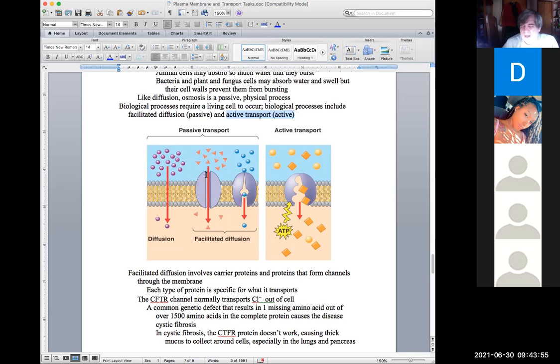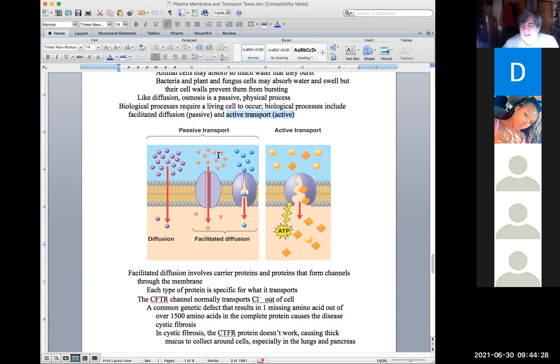In facilitated diffusion, we have a protein. That's what these big purple blobs are. And the protein might work like a channel, or it might attach to a molecule and then kind of squeeze the molecule through to the other side, kind of like squeezing a tube of toothpaste. Notice that the proteins, as we've been talking about, are specific. They work according to their shape. So they will be able to help some molecules move across the membrane, but not all molecules.